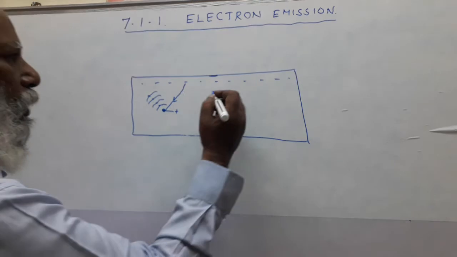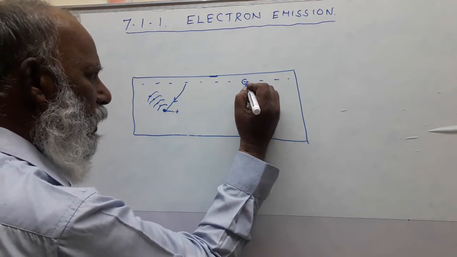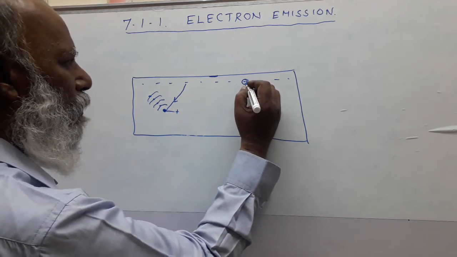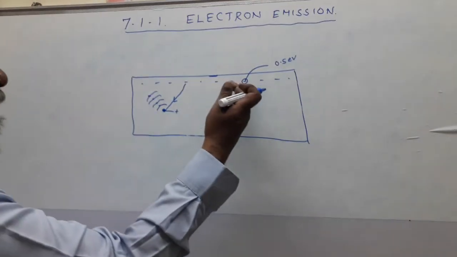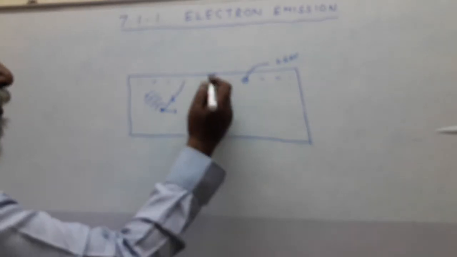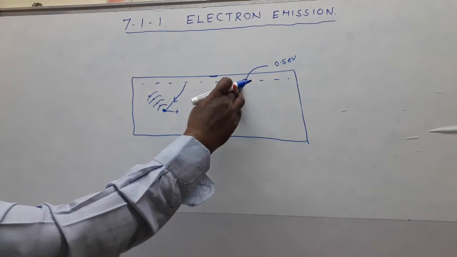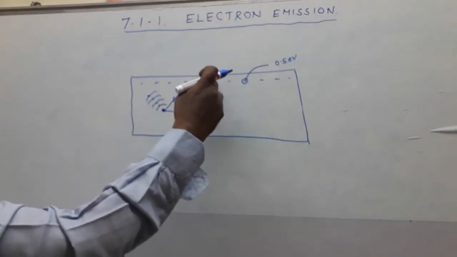Here, at room temperature, the kinetic energy of any electron inside the metal is very low, for example, 0.5 electron volt, very minimal kinetic energy. This energy is not enough to break down this surface barrier. That's why it is not able to leave the metal by breaking down the surface barrier to the outside.